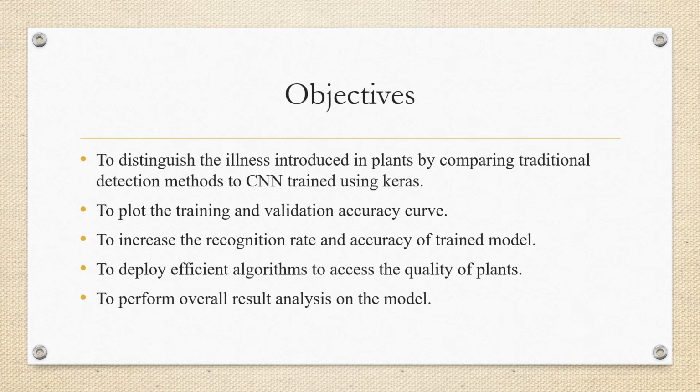The main objectives are distinction between traditional methods by studying them with respect to the deep learning model deployment. Also to plot the training and validation accuracy curve to increase the accuracy and recognition rate of our trained models, to deploy effective algorithms, flowcharts and techniques to assess the quality of plants and diagnose the diseases, and to perform overall analysis on the model.